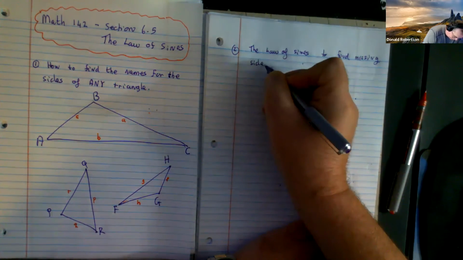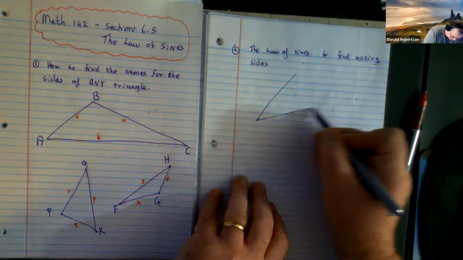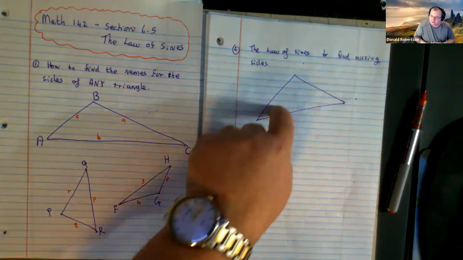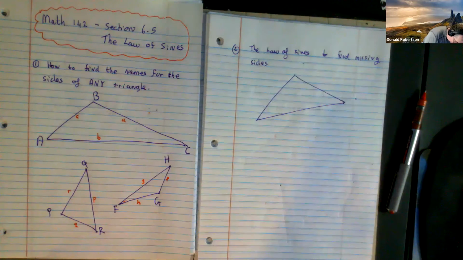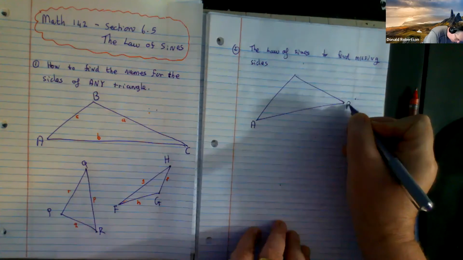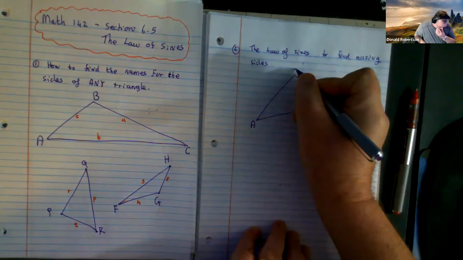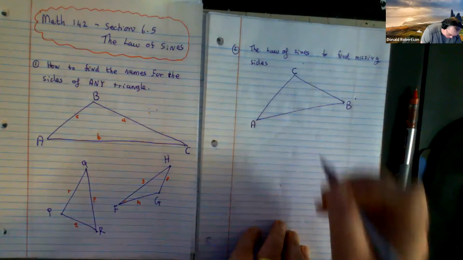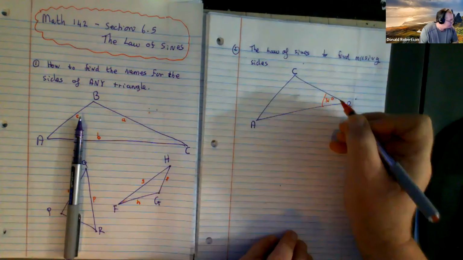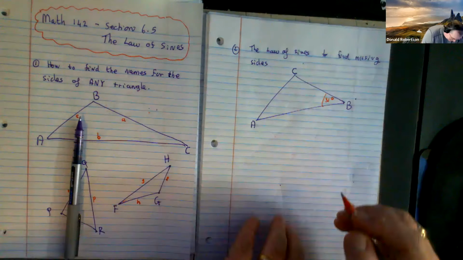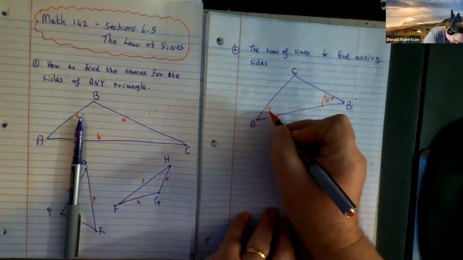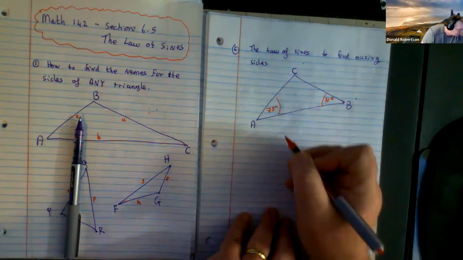So I'm just drawing any old random shaped triangle. So nothing's to scale here, right? So don't pay attention to the scale. Let's call this one A, let's call this one B, and let's call this one C. And this angle in here is going to be 31 degrees. And this angle here is going to be 75 degrees.